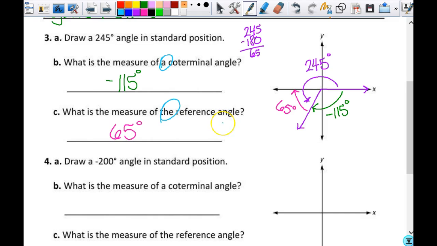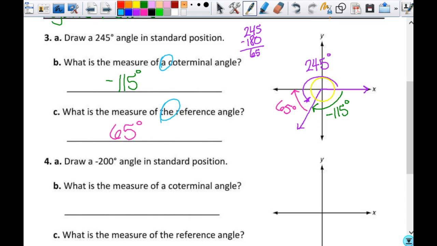One, the reference angle. That is the reference angle. This says a coterminal angle. So what does that imply? There's more than one, right? How many are there actually? There's an infinite amount of them, okay? An infinite amount of them.